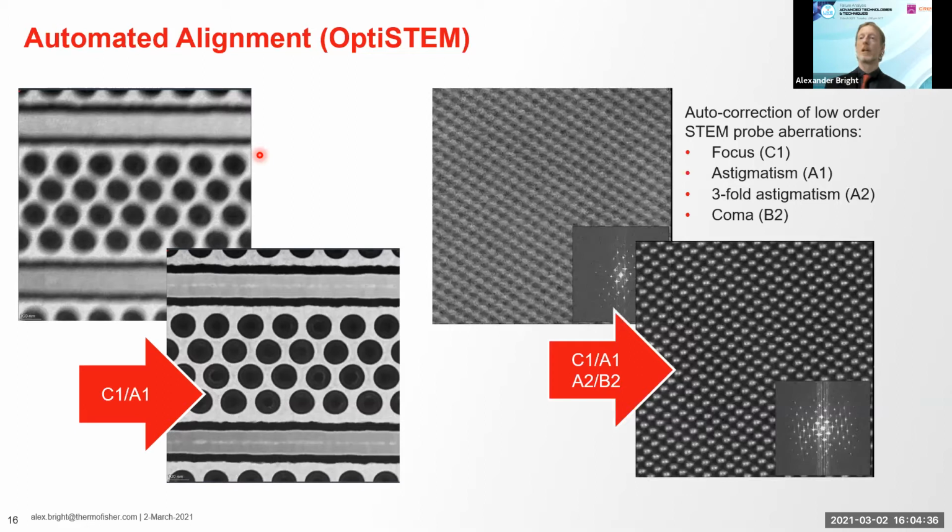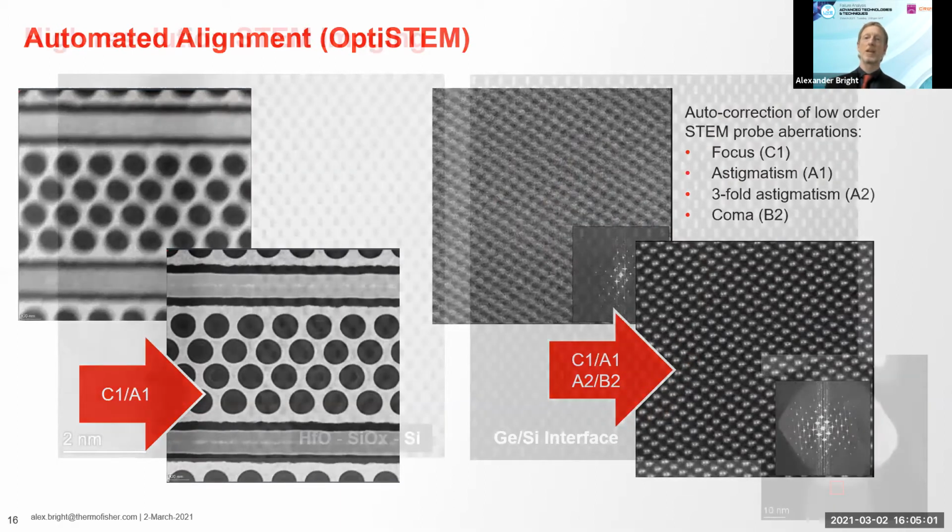So for lattice imaging, it's still using your sample. So you can just run it just before your final image. It uses contrast within the image itself, and you can correct also the threefold astigmatism and coma. So all of the low order aberrations are easily and accurately corrected in a short time using OptiSTEM.